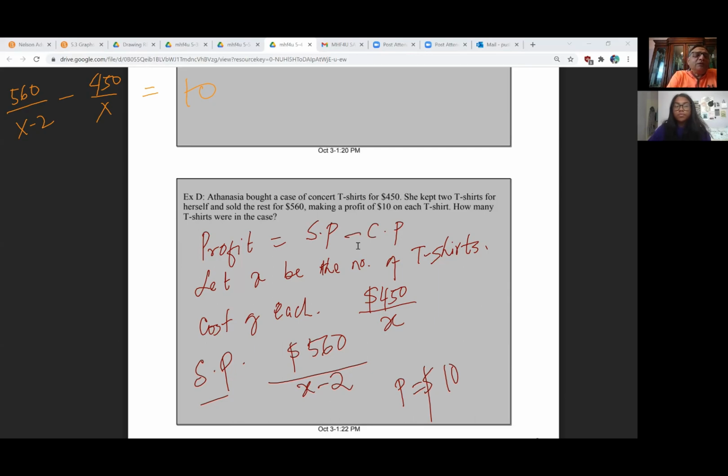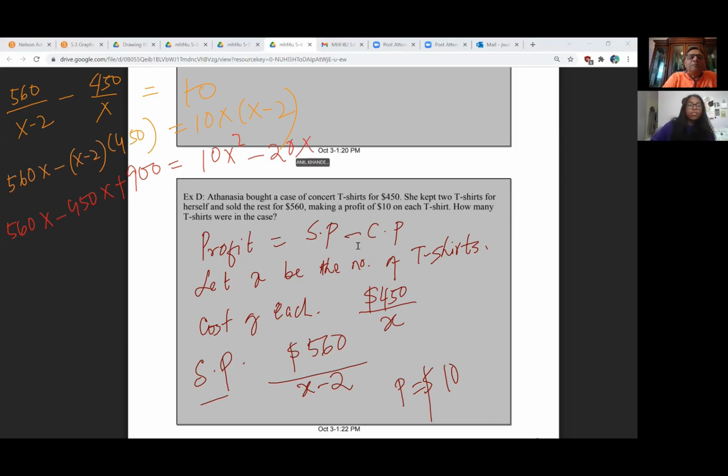So we'll multiply each term by x minus 2 times x. And so what do you get? You get 560x minus x minus 2 times 450 equals 10 times x minus 2. Is that clear to you? Yes. All the terms, right? Because we are multiplying. Now, you need to open the bracket, solve, and get the answer. You can do that part, right? So you have 560x minus 450x plus 900 equals 10x squared minus 20x, correct? Yes.